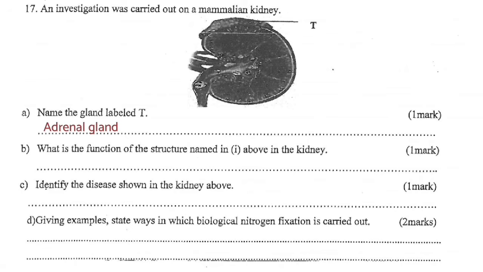Now adrenal glands secrete hormones. For example, they secrete adrenaline hormone. They also secrete another hormone called aldosterone.